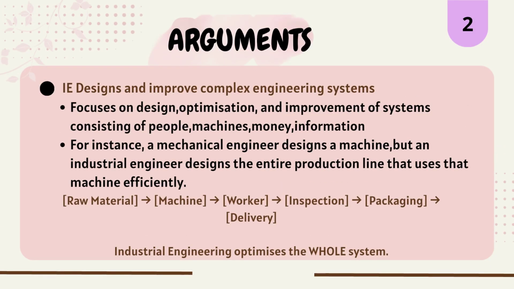The second argument is that industrial engineering designs and improves complex engineering systems, i.e. it focuses on designing, optimizing and improving complex systems. For example, a mechanical engineer may design a single machine, but an industrial engineer designs the entire production process so that the machine, workers, and material all work together. I also provide an example of a production line. It shows that industrial engineers have to optimize how raw materials enter the production line, then how workers are able to work with the machines until the product delivery. Industrial engineers just want to make the entire system efficient and productive. If there are any problems in any part of the production line, the engineers should provide a solution. This is why industrial engineering is crucial and this proves industrial engineering fits the true engineering discipline.